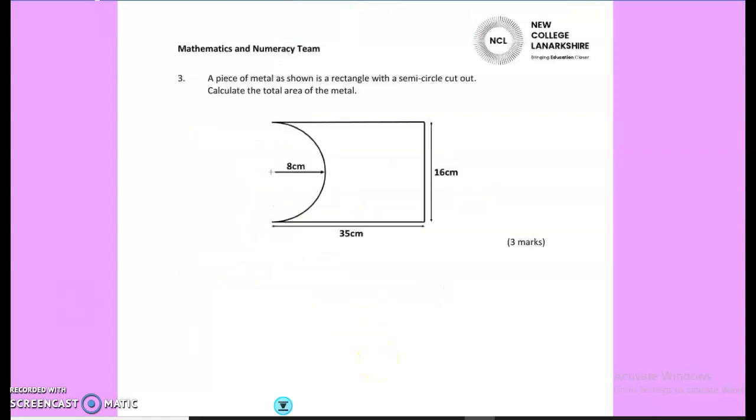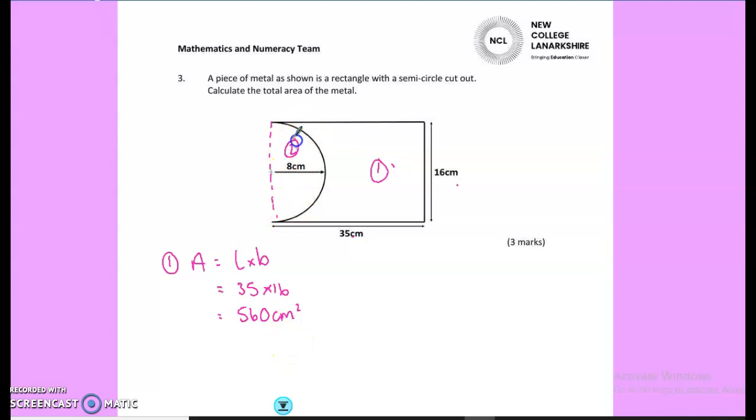Number 3, we want to find the area of this bit of metal. So what we have here is a rectangle with a semicircle missing. So I'm going to start by finding the area of the rectangle by doing the length times the breadth. It's 35 times 16. Which is 560 centimetres squared.